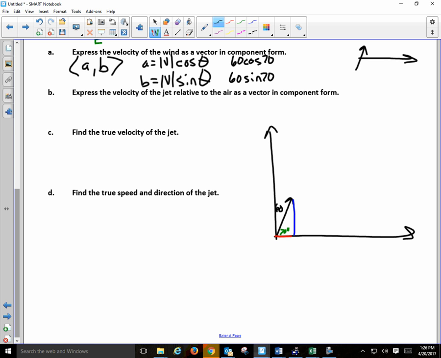Please, somebody on your calculator, compute 60 cosine of 70, and somebody else compute 60 sine of 70 so we can move quickly, as we just had our tornado drill. 60 cosine of 70, what do you got?